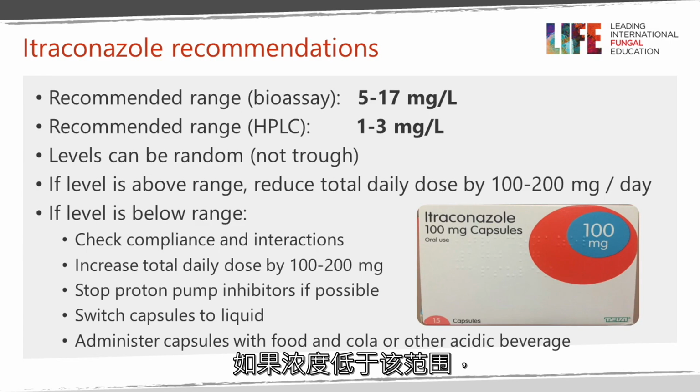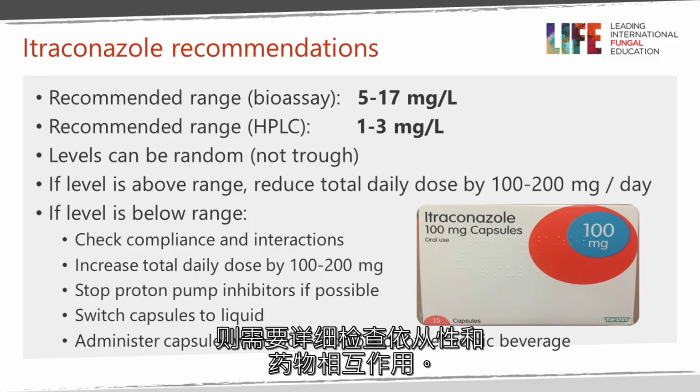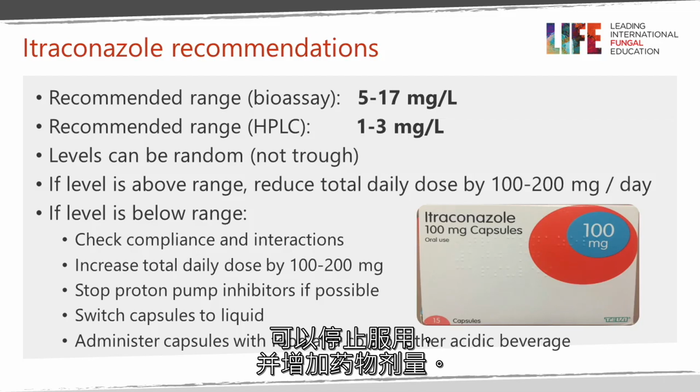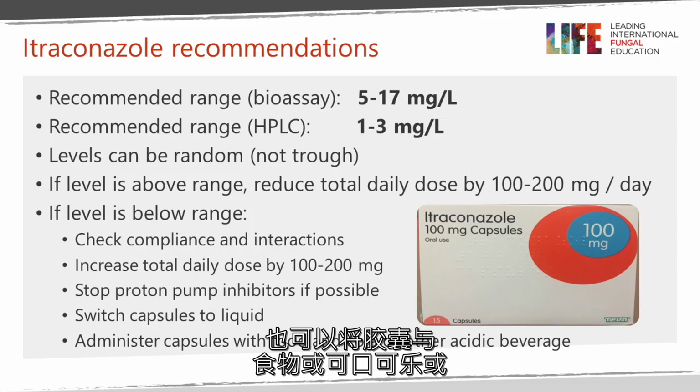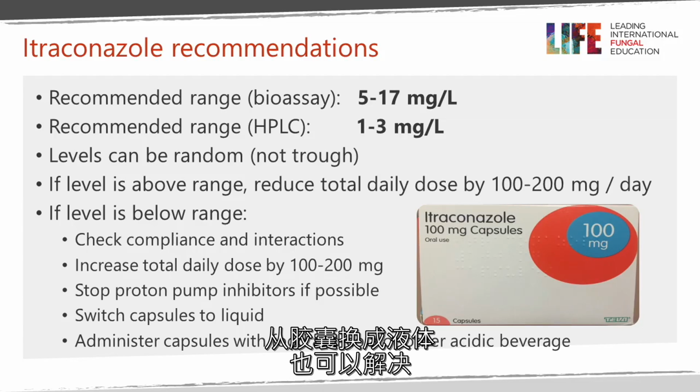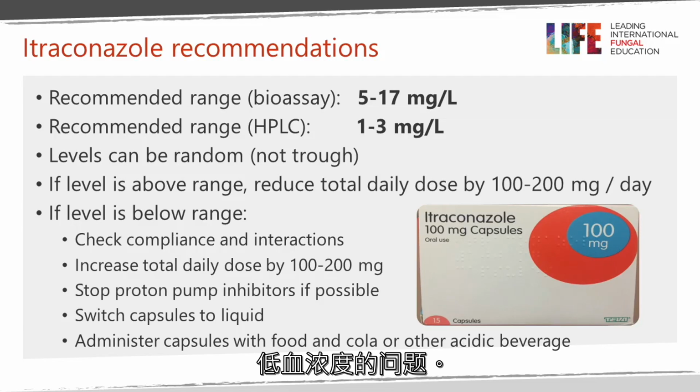If the level is below range, then compliance and drug interactions need to be checked in detail. The dose can be increased. If there are proton pump inhibitors or ranitidine, cimetidine, then those should be stopped. It's also possible to administer capsules with food or Coca-Cola or other acidic beverages because that increases absorption. And a switch from capsules to liquid can also solve the problem of low blood levels.